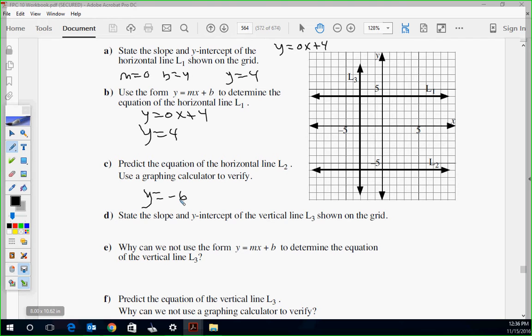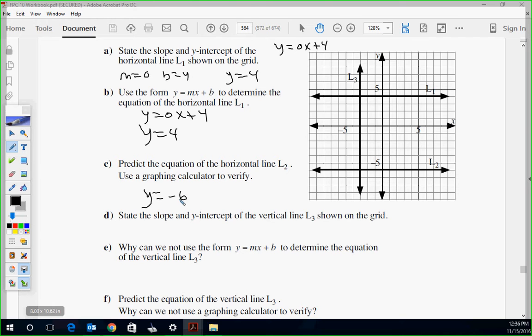All horizontal lines, all flat lines, are in y equals form. All horizontal lines that are flat with a slope of 0 are y equals. If you're confused about how to know that, it's because the line is going through 4 on the y-axis. This one is going through -6 on the y-axis.